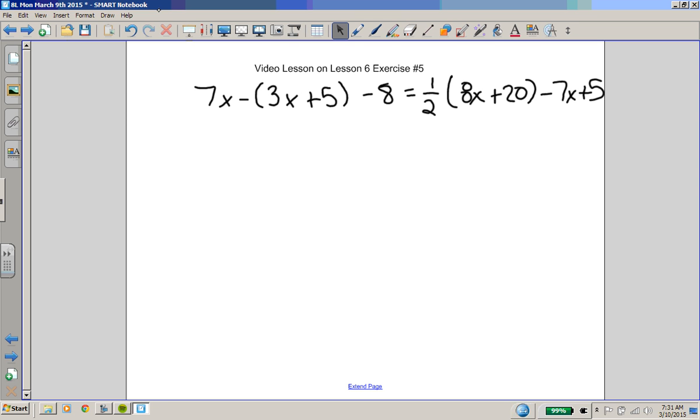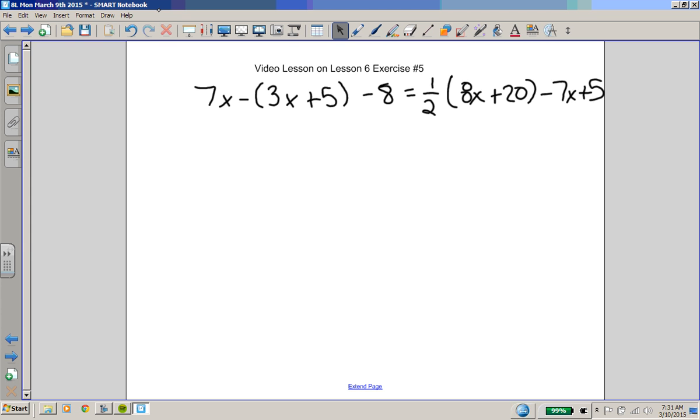This video goes along with Lesson 6, Exercise 5. In this expression, you'll see that we have fractions. So we are still trying to solve for x. We are trying to see if there is a solution for x. So the very first thing that you should be telling yourself is, how can I simplify this expression? I'm only going to look at the left-hand side first.